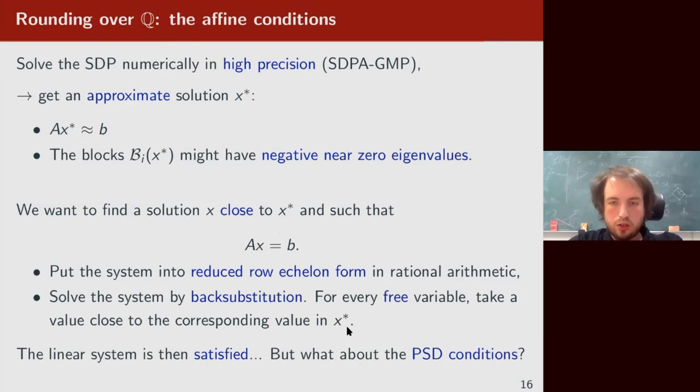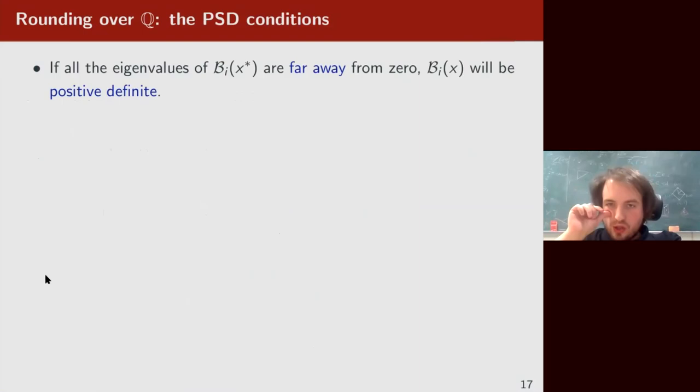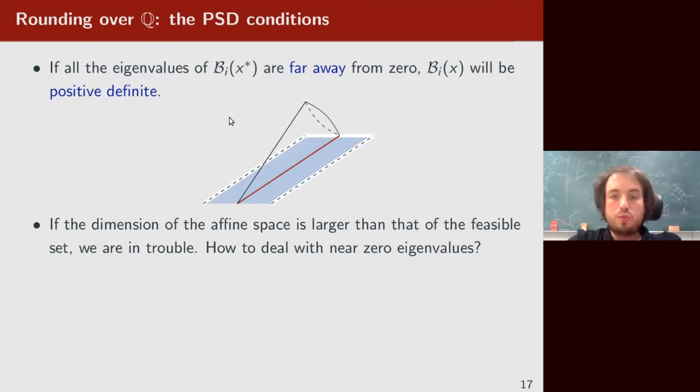But then what you want to understand is whether the blocks are still PSD or not. Did you change the eigenvalues or not? What you expect is that you won't change the eigenvalues so much. So if all the eigenvalues here were already very positive and very far from zero, then they will stay positive. So the problem will come actually from the small eigenvalues, the ones that are close to zero. Basically, if you just do this rounding, like I told you before, then you will get some negative eigenvalues, because you will get off the cone of positive semidefinite matrices.